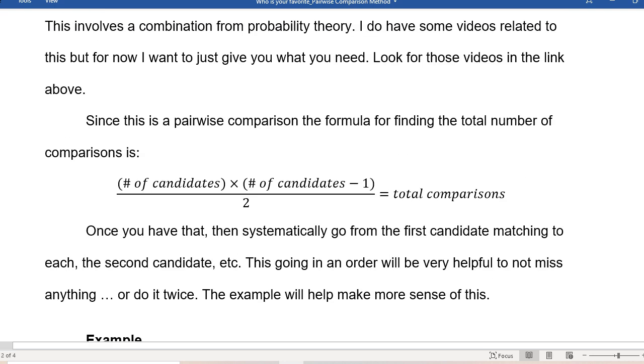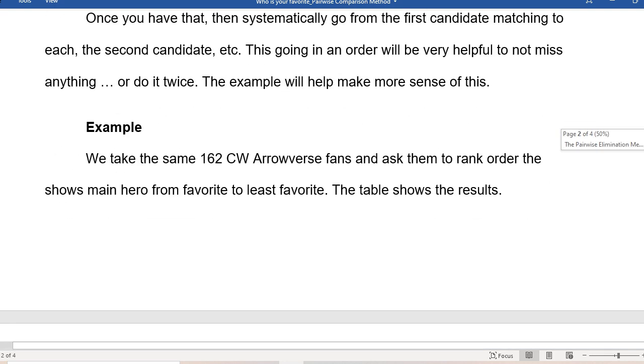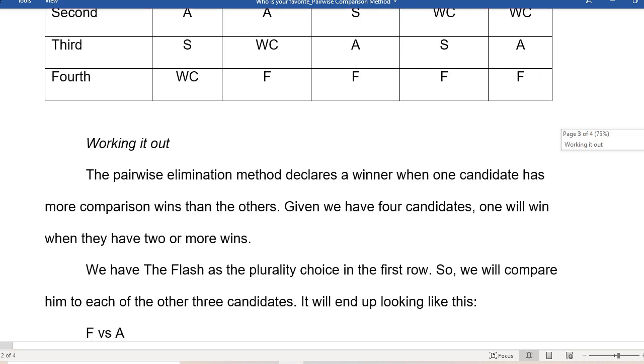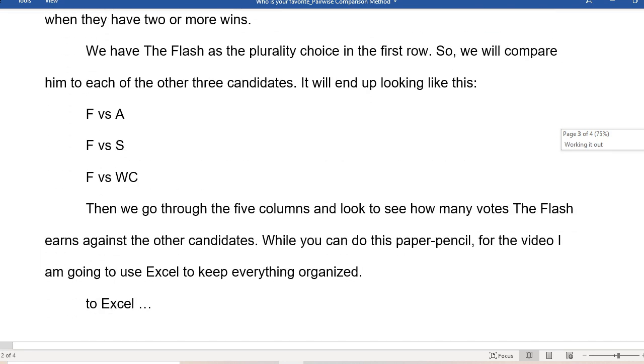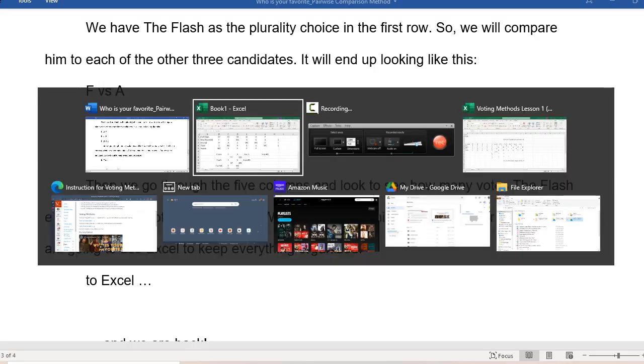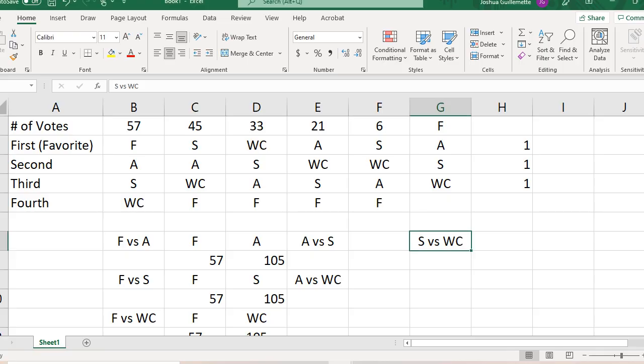If we have 4 candidates, 4 times 3 is 12. 12 divided by 2 is 6 total comparisons. So we have 6 total comparisons, and once we have that, then we have what we need. Okay? So there we go. So now I just have to do these. Oh, but I gotta move this over because that's too close.